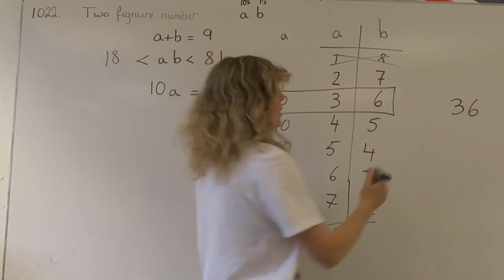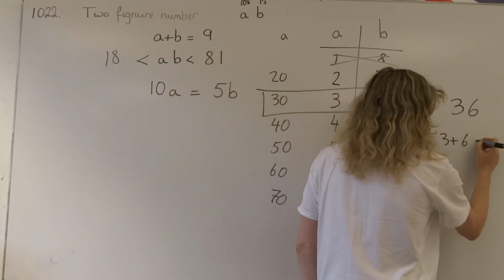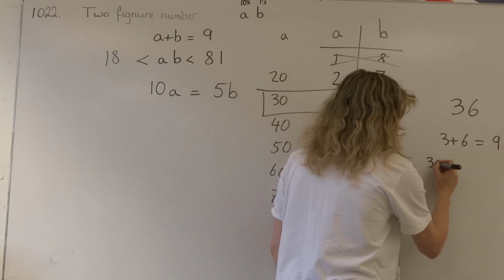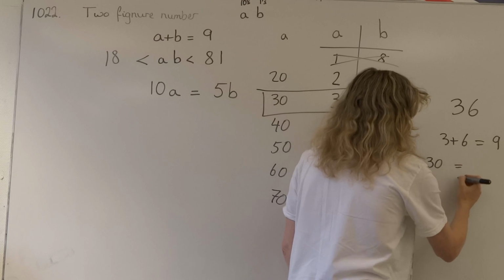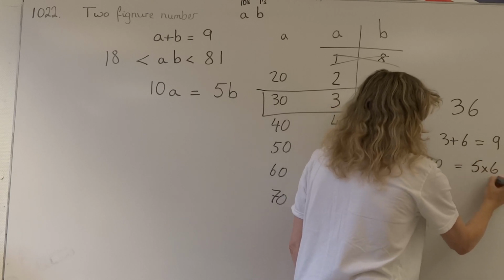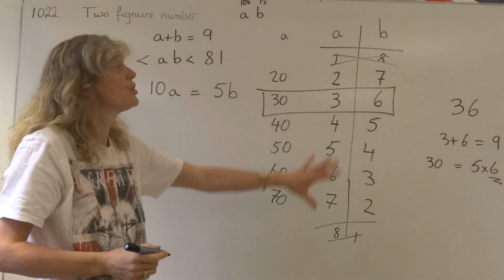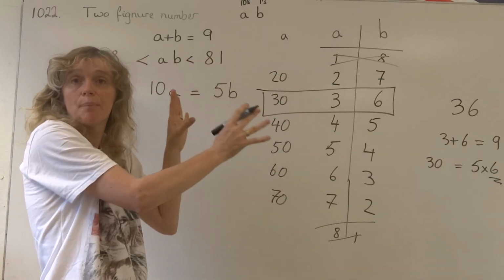Little check. Does 3 plus 6 equal 9? Yes. Is the value of A, 30, 5 times larger than the value of B, 6? Yes, it is. So that's how we would do it, just using different numbers.